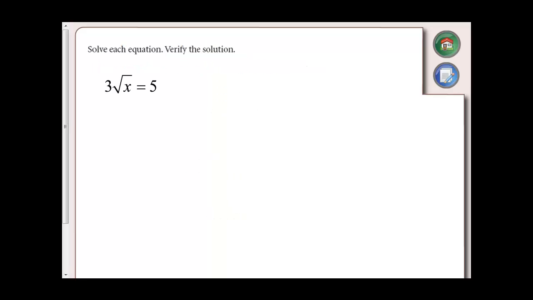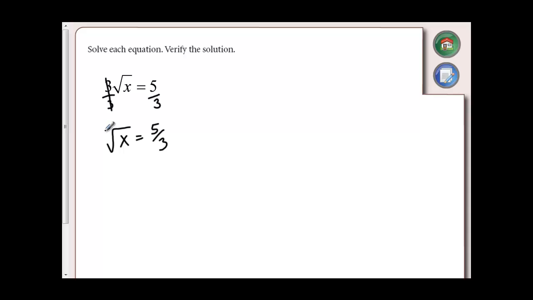Here's a similar example. We have 3 times the square root of x equals 5. Again, the first thing we want to do is get the radical by itself on one side of the equation. So we're going to divide both sides by 3 to eliminate our 3. Now we have the square root of x equals 5 over 3.